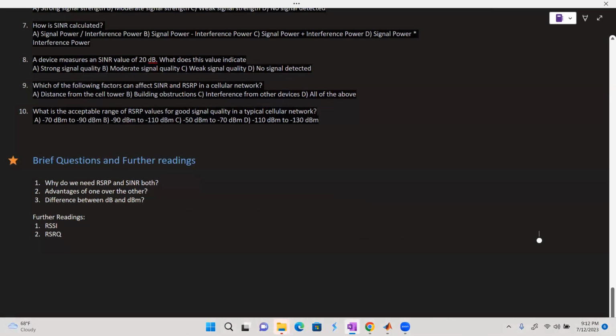What's the difference between dB and dBm? All of this has been covered to some extent, and I want you to think about it more and answer these. Another further reading that I will recommend is RSSI and RSRQ. These are also some more measurements that mobile phones do in 5G wireless communication systems all the time.